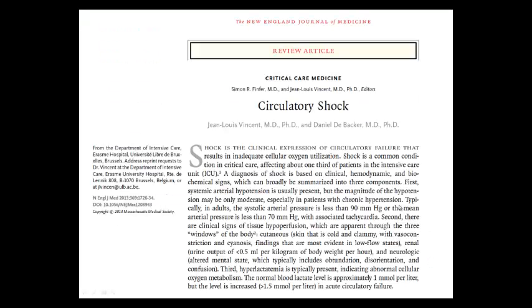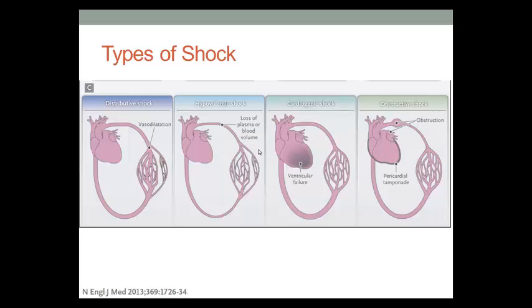This is a paper that came out last year in the New England Journal by these two guys from Brussels, Vincent and De Backer. It's actually a really good review article on the management of shock and how you break down shock. This is a graphic from the paper talking about the 4 different types of shock and the mechanisms behind it.